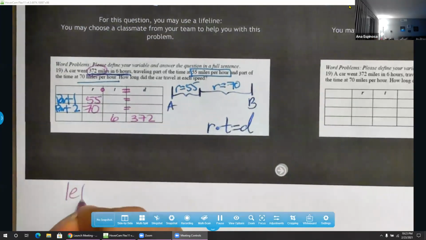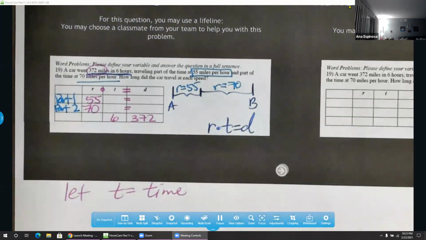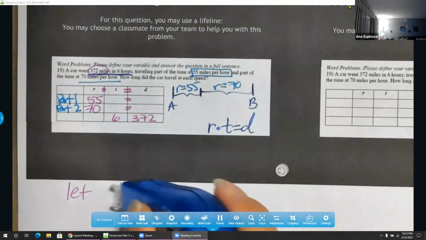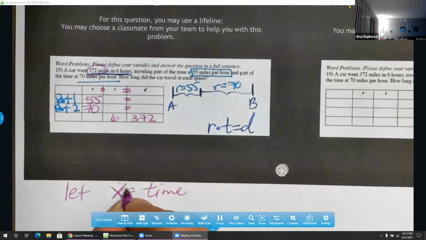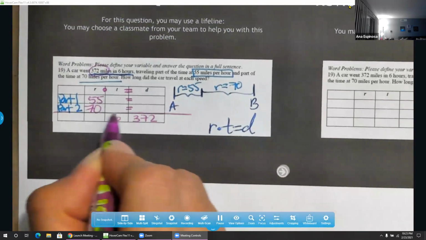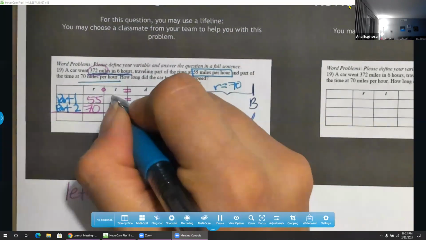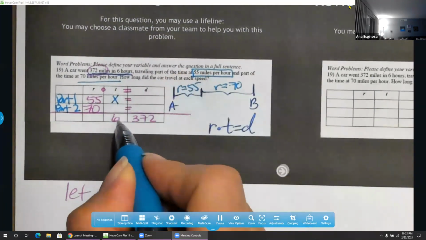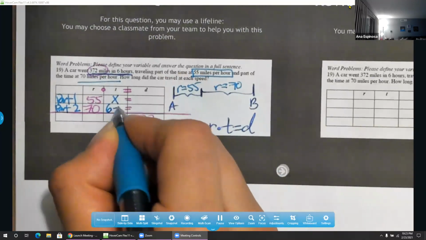So you're going to let t equal time. Or let's just let it be x, because my t sometimes looks like a plus, and then I have issues with that. So let's just let it be x. So it means that, and you always draw a line right here, if I let this one be x and the total number of hours is 6, this box will be 6 minus x.